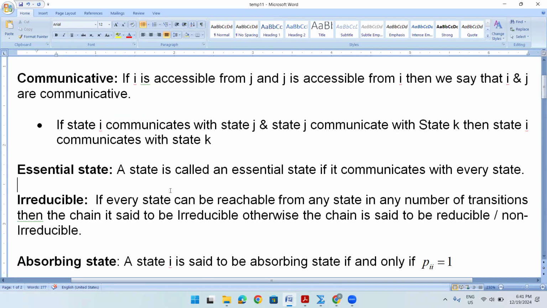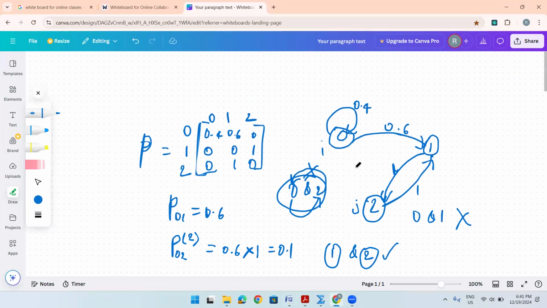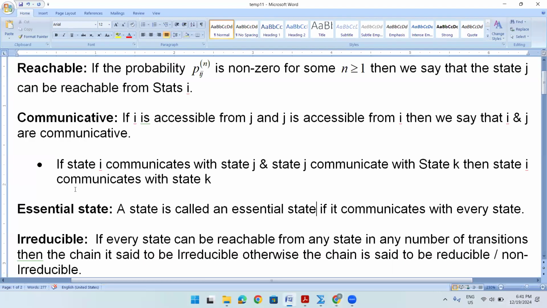The third thing is the essential state. What is an essential state? A state is called an essential state if it communicates with every state. In this example there are no essential states, because 0 cannot communicate with anyone. 1 can communicate with 2 only, but not with 0, and 2 can communicate with only 1, but not with 0. So there are no essential states.